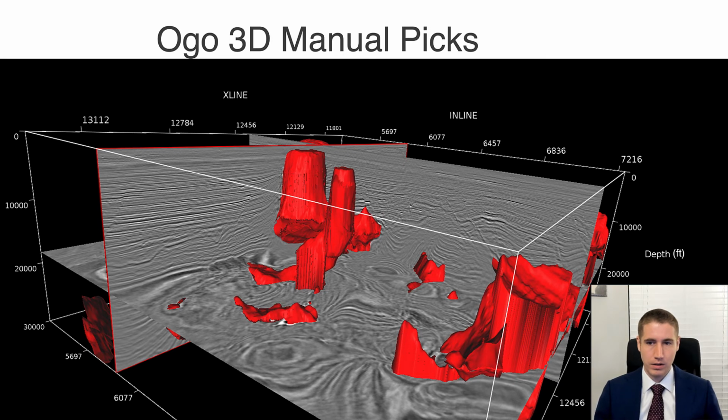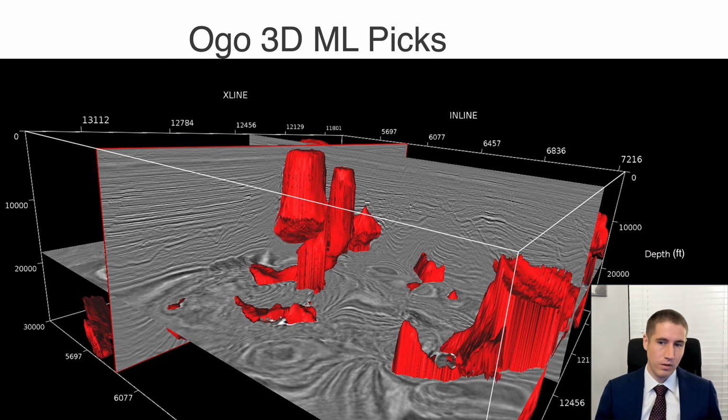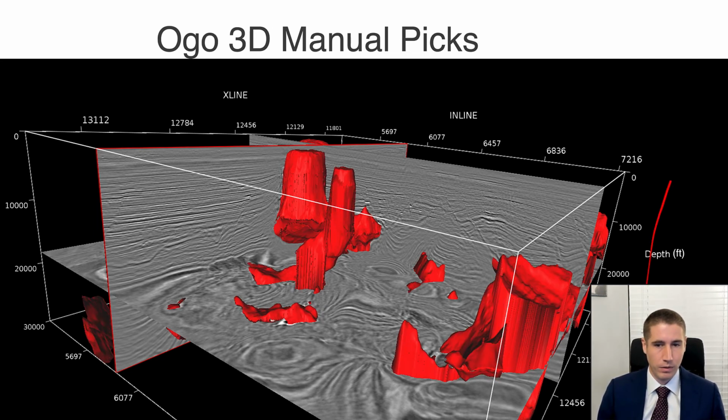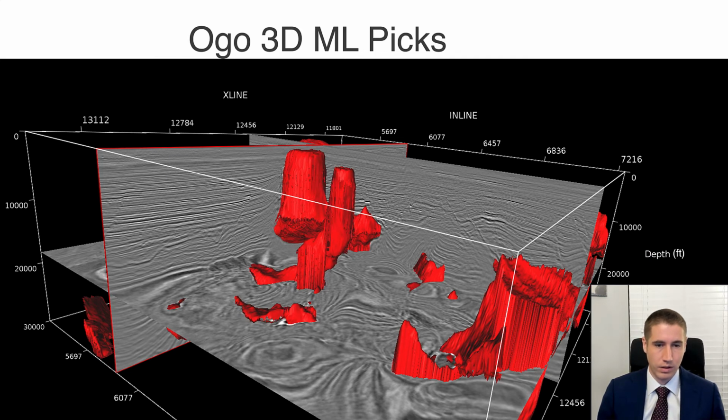The first image here is manually picked salt horizons, or the ground truth. The depth of the seismic extent is around 30,000 feet, or 5.7 miles. As I pointed out, and as you can see here, the salt bodies are much smaller and dispersed as compared to the Julia survey. This slide shows the same view, but with the machine learning picks at OGO instead of the manual picks. If I flip back and forth, you can see that the results are very comparable, and the machine learning has done a good job of predicting the salt as measured against the human picks.